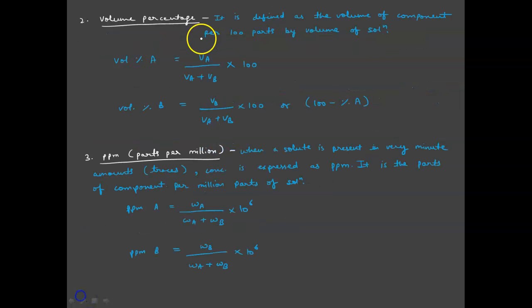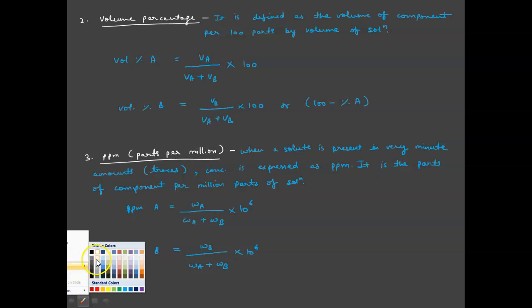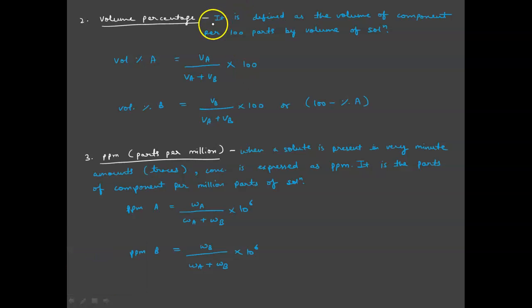Now comes the second method, volume percentage. Here, volume percentage is similar to the mass percentage. In this, we will take volume in place of mass. It is defined as the volume of component per 100 parts by volume of solution. Volume percent of A is the volume of component A divided by total volume, VA upon VA plus VB, into 100. Similarly for B, VB upon VA plus VB total into 100, or we can say 100 minus percent of A.